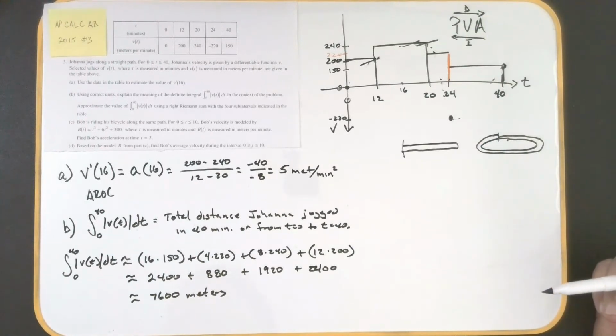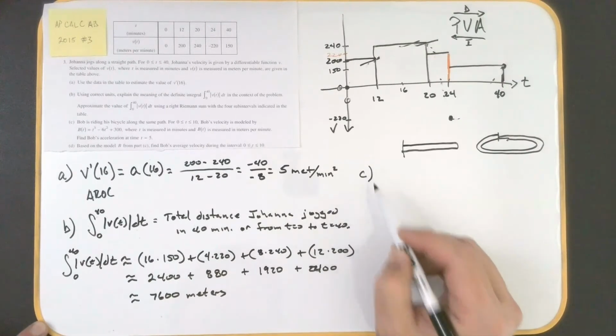And so, because of the negative velocity, it would make her change in position seem less, but her total distance traveled is more. So there's part B. Let's keep going. Part C.